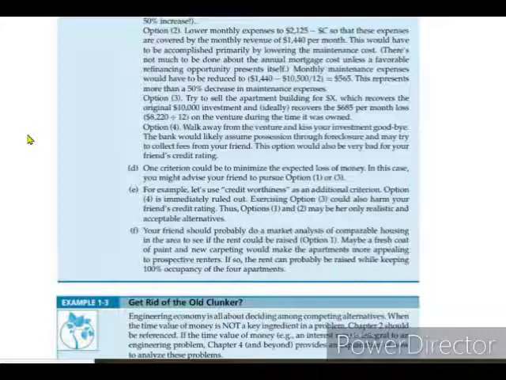If so, the rent can probably be raised. By improving the physical characteristics of the apartment, the rent can be raised, and your friend can convince the prospective renters, while keeping 100% occupancy of the 4 apartments.